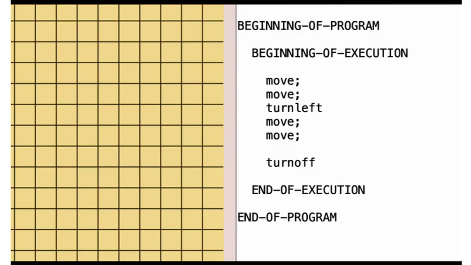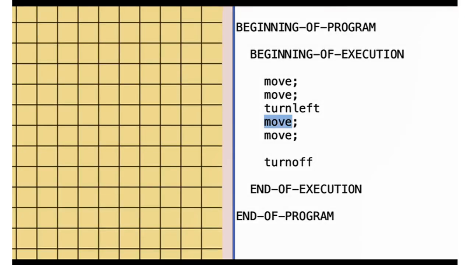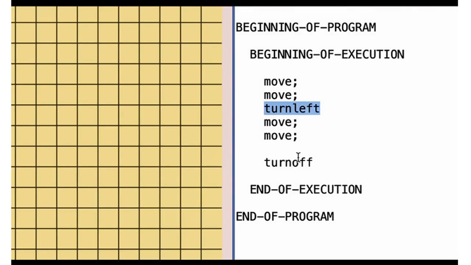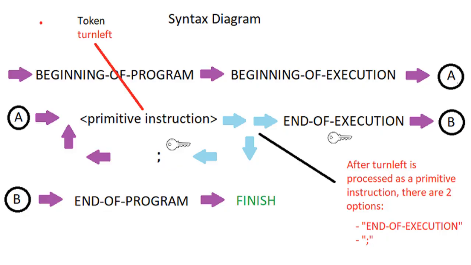In the next example, the move token is highlighted. However, the last token processed correctly is turn left. When we examine the syntax diagram, we see two choices following instruction. The first choice is end of execution. The second choice is semicolon. The move token is neither, hence the error.